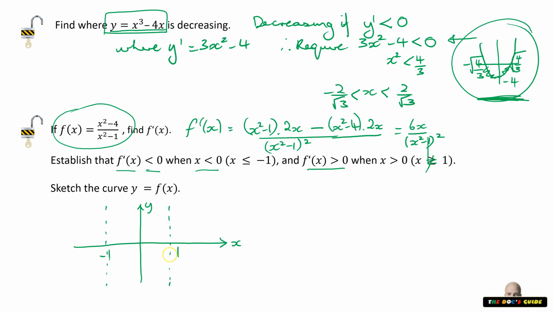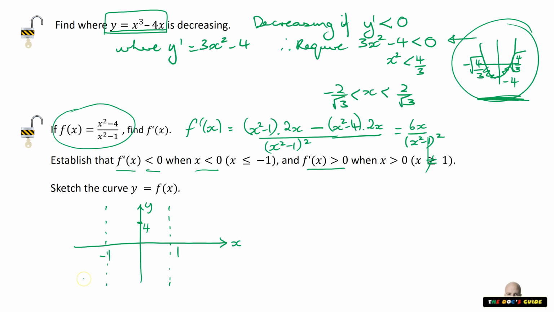It's not continuous. And we do know that for x less than 0, f dash of x has to be negative, which means we've got a negative slope, and for x greater than 0 it's going to be positive. Now let's think about what happens when x equals 0. When x equals 0, we've got minus 4 divided by minus 1, which is plus 4. So we know that we cut through the y-axis just there at 4.